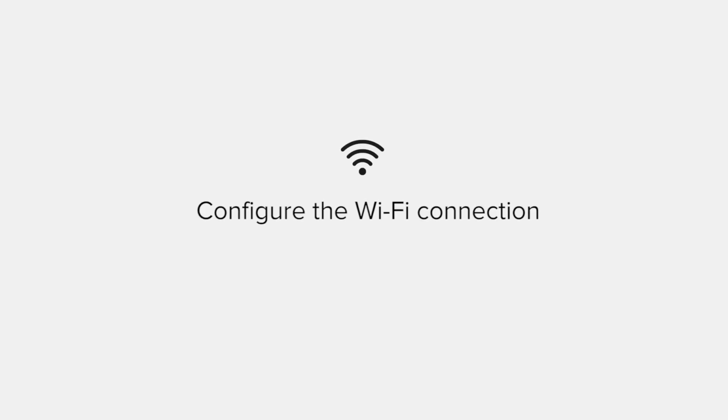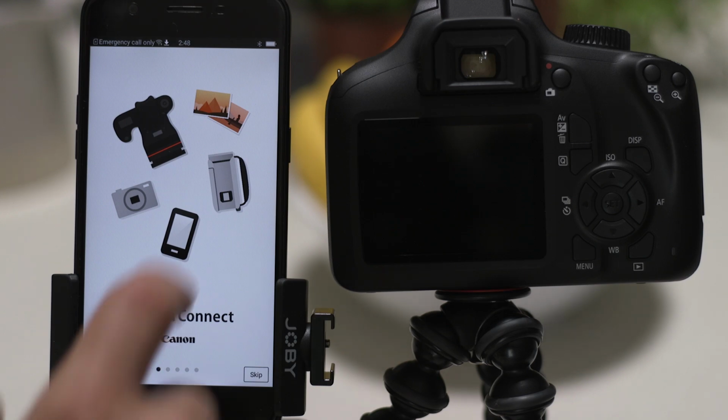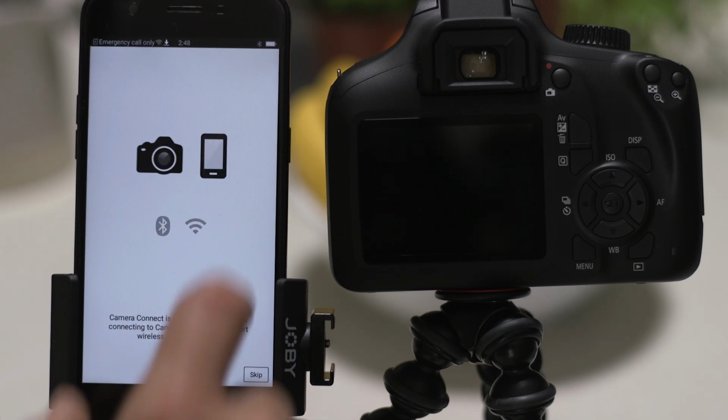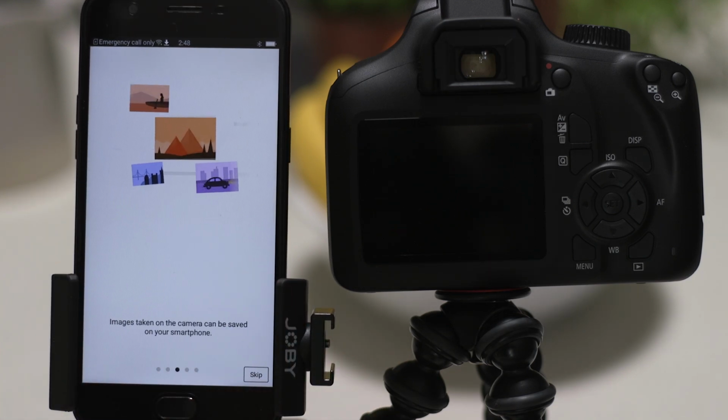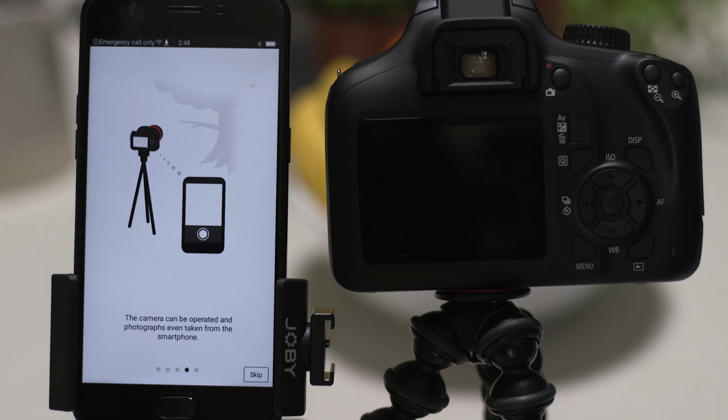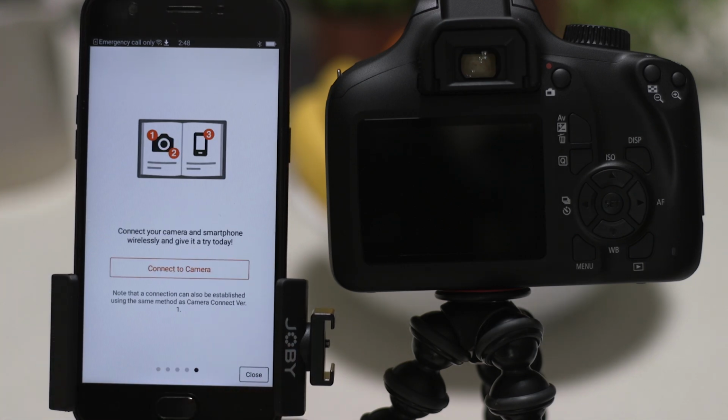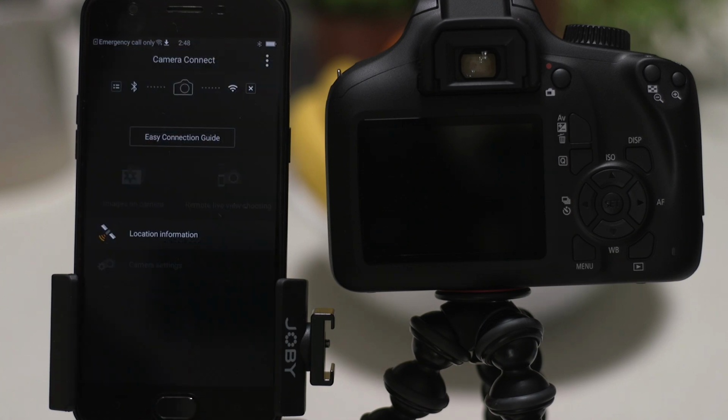Now it's time to open up the app and configure the Bluetooth and Wi-Fi connections. You can browse the welcome screens or just cut to the chase by tapping the skip button. Now, this bit's really important, so don't tap anything just yet. We're going to tap the close button here and show you the fastest way to connect. Make sure you're on this screen.